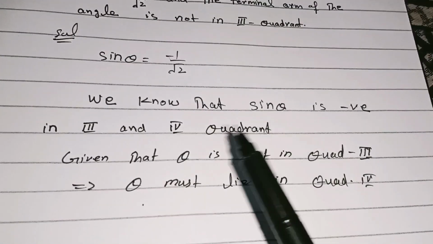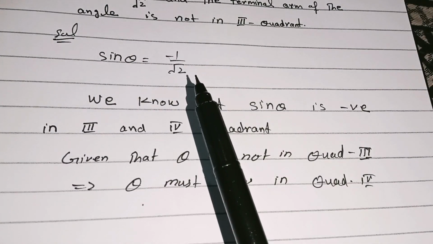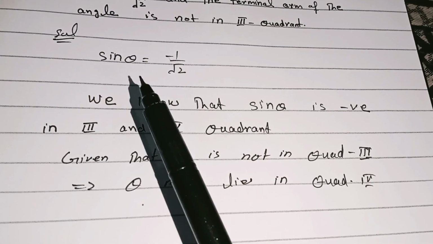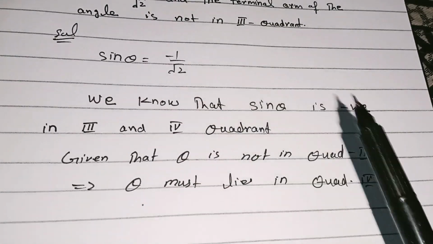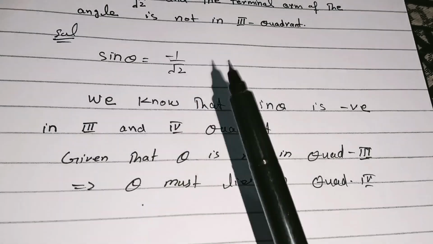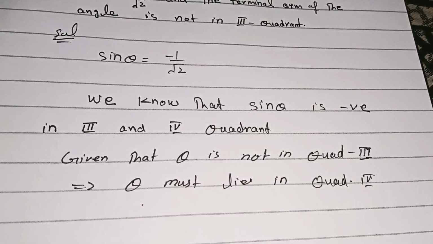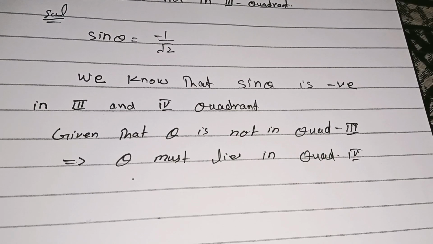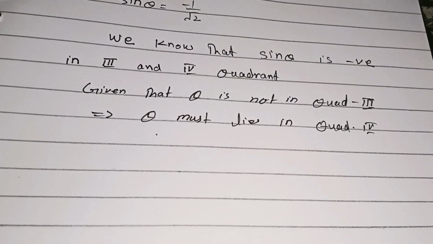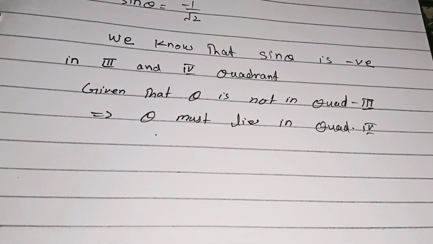It's easy to understand. Sin theta is negative. It means theta lies in either third quadrant or fourth quadrant. In the question given that theta is not in third quadrant, the only choice for theta is in quadrant fourth. It means in this question theta lies in fourth quadrant. Now we find the value of trigonometric function according to fourth quadrant.